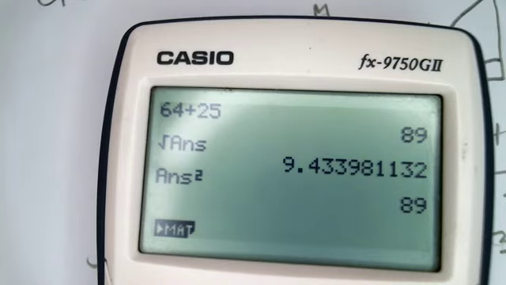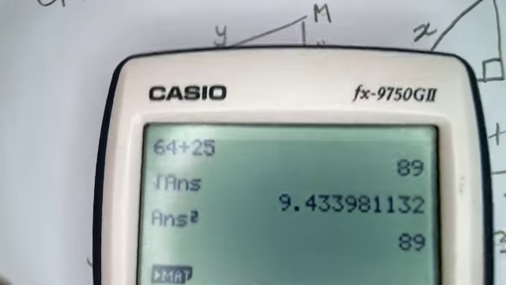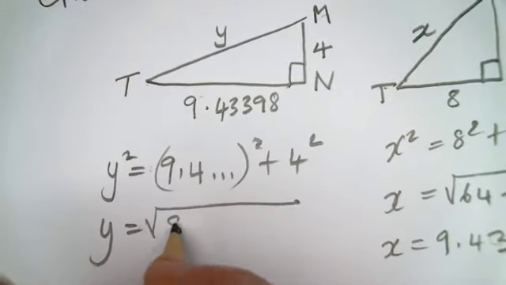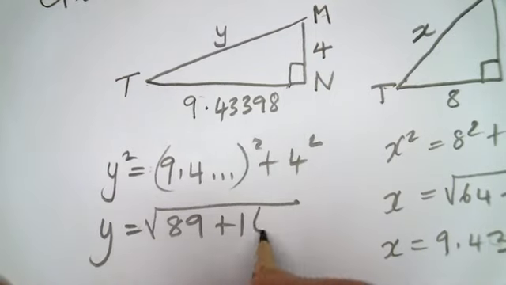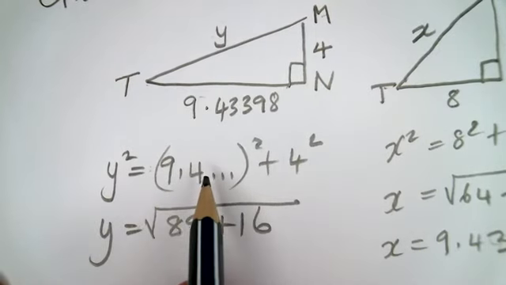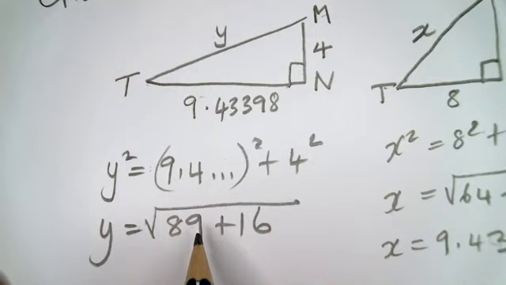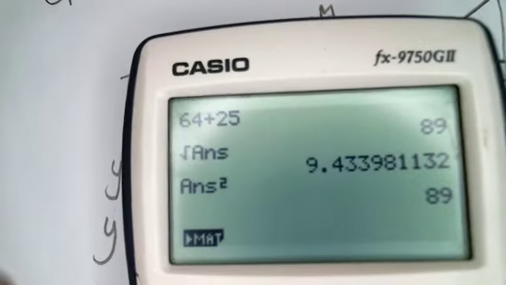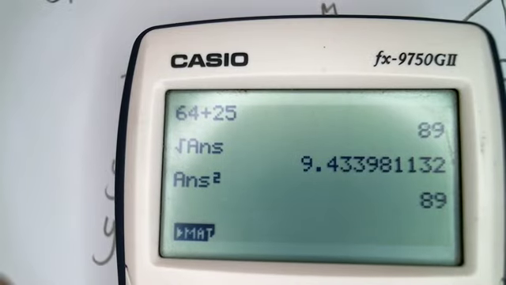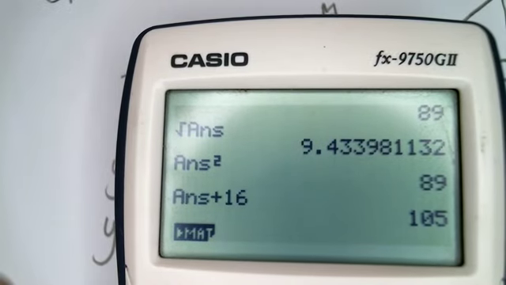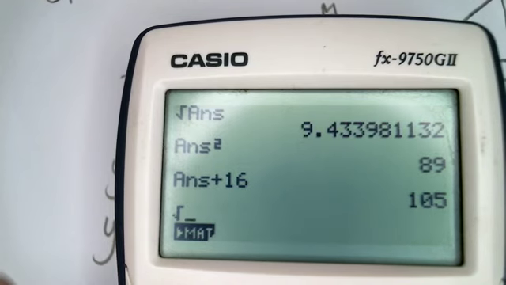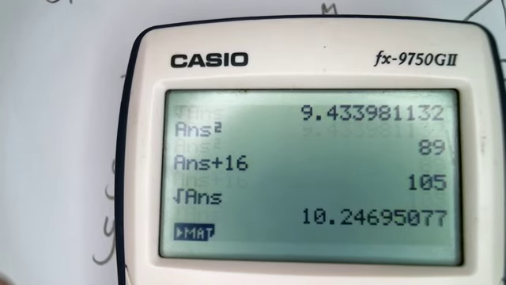It's going to be 89. We knew that anyway. So it's going to be 89 plus 16. By the way, if we had just said 9.4 squared, we wouldn't have got 89. We would have got a little bit less than that. So I've got 89 plus 16, which is 105. Now we're going to take the square root of 105. So square root answer.